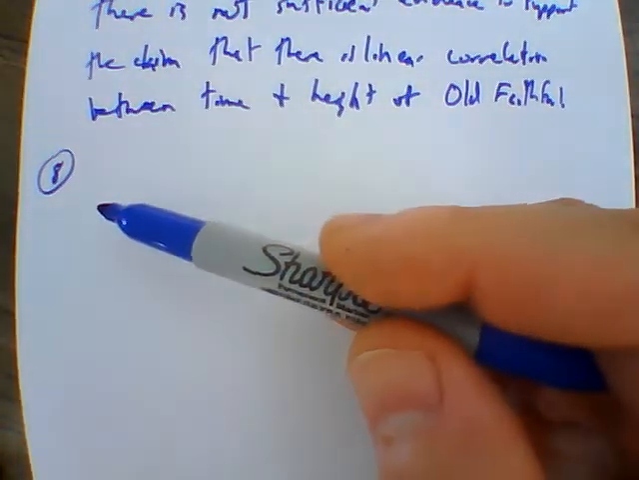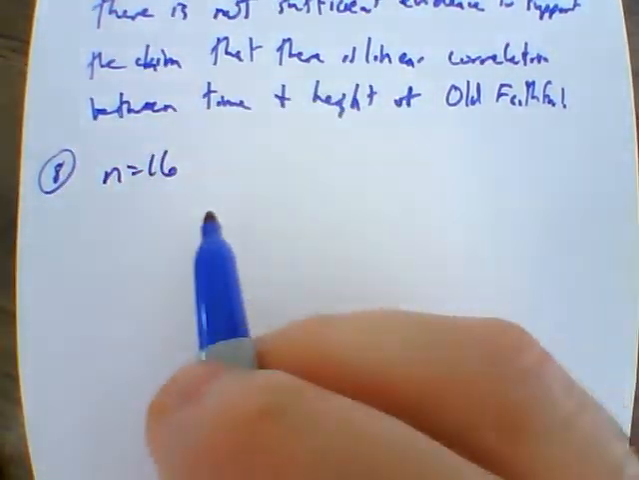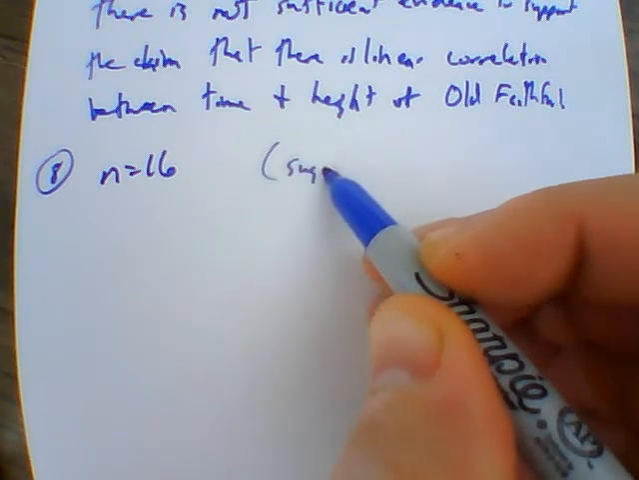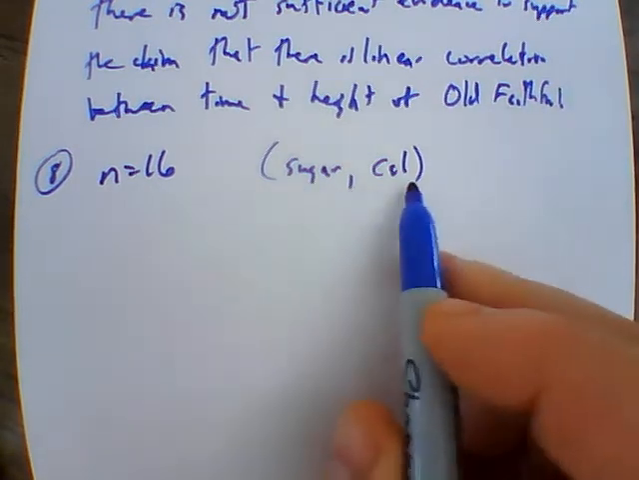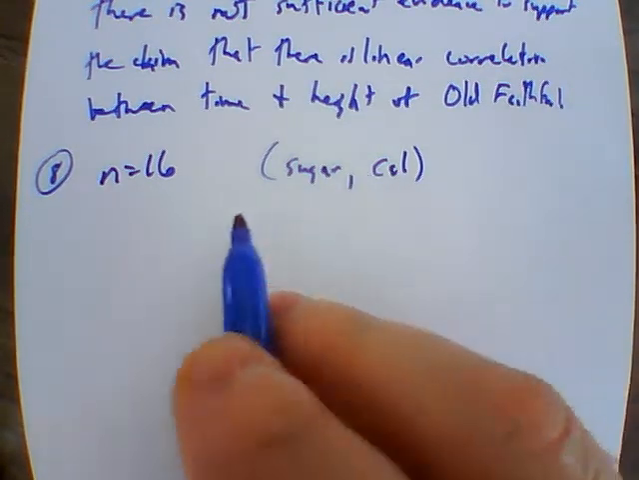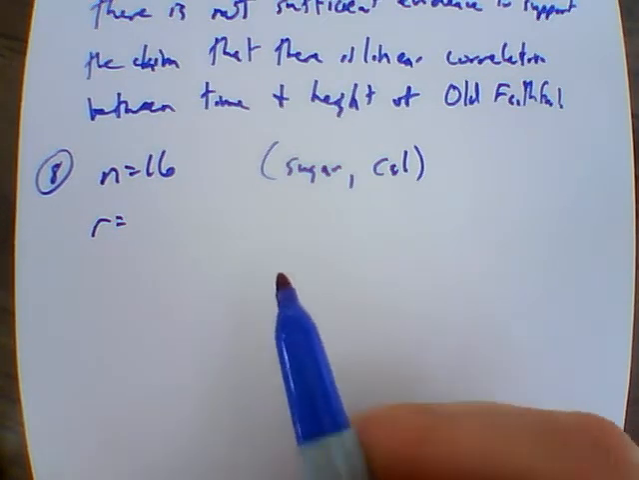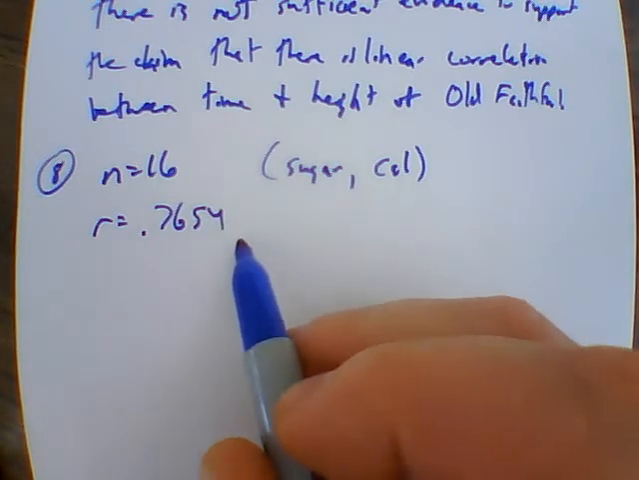So they gave us a couple pieces of information here. They talked about how we have 16 cereals. We're comparing the sugars to calories, which isn't vitally important for what we're talking about. They give us an R value, so they ran a linear regression t-test, and they found an R value of 0.654, and so forth.